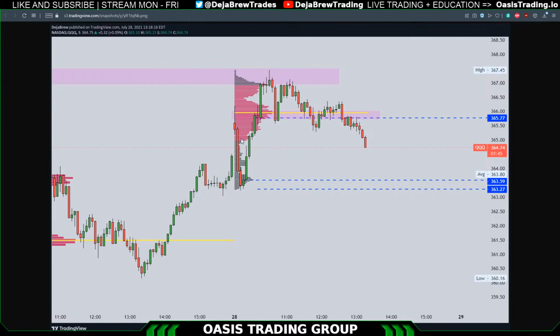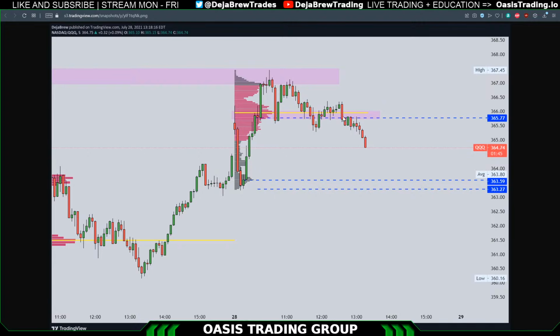Okay, so now you start to lose the value area low. So this is a lot of weakness here. You lost the POC, you shifted the POC lower, and now you're losing the value area low. So this becomes weak, and we have a lot of support down here at 363.59 and 363.27. If you are looking for the bullish trade here, you want to be looking at these lower levels to act as support, so you could buy them and then push that back towards the POC.